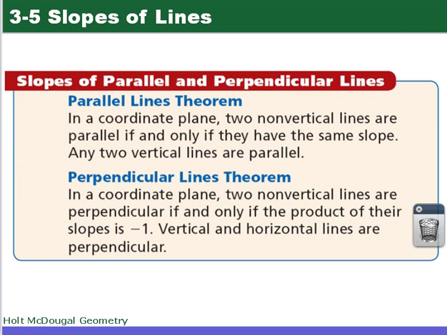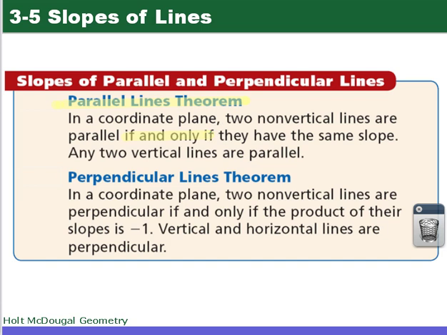All right, we have 2 more theorems about parallel and perpendicular lines. The first one, parallel lines theorem, appropriately named. In a coordinate plane, 2 non-vertical lines are parallel if and only if, remember this biconditional term, they have the same slope. Any 2 vertical lines are parallel. So if the slopes are the same, then the lines have to be parallel. Vertical lines are always parallel. Remember, the slopes are undefined. So you just have to know if they're vertical, they're going to be parallel.